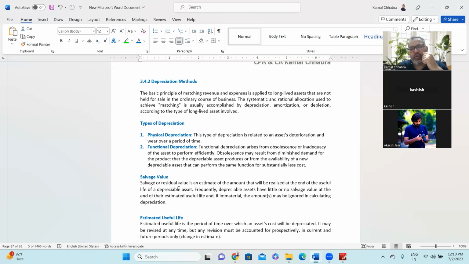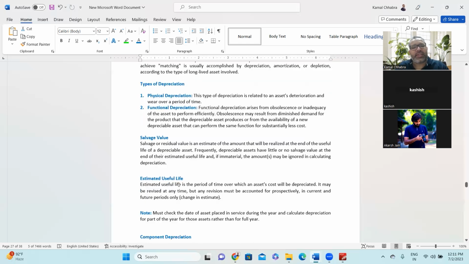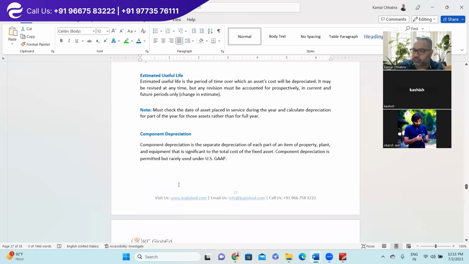So if there is a salvage value, then how do you calculate the depreciation? Cost minus salvage value divided by life, just for the straight line method of depreciation. So different methods use different bases, but the top line, or you can say numerator, is generally this. But if the salvage value or residual value is negligible or not material, then you can ignore it for the calculation of depreciation as well. What is estimated useful life? So the life over which the asset is expected to give benefits to the company.